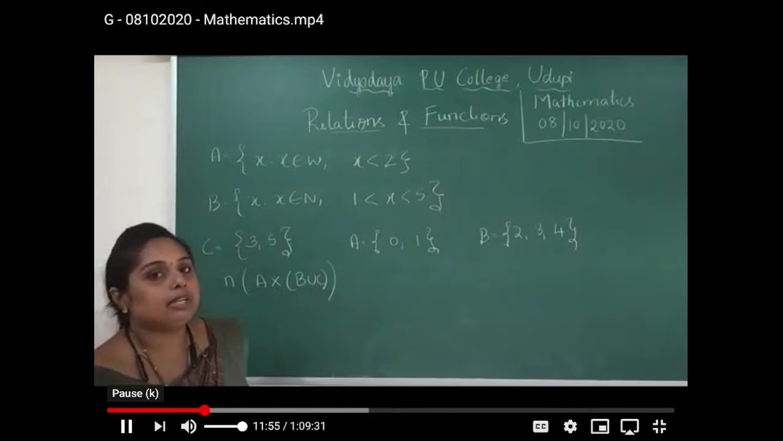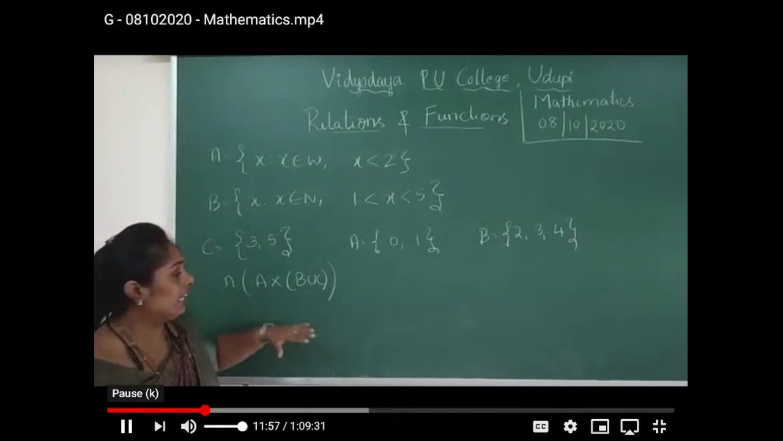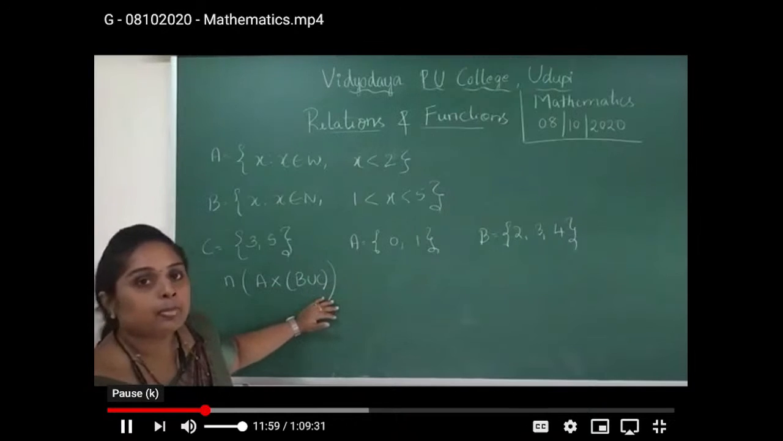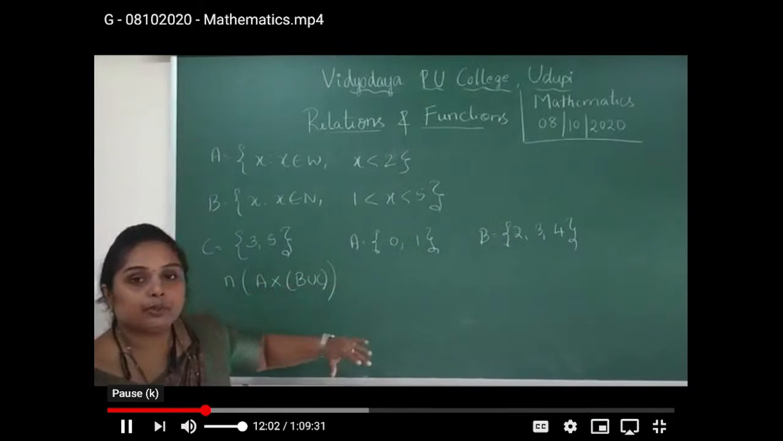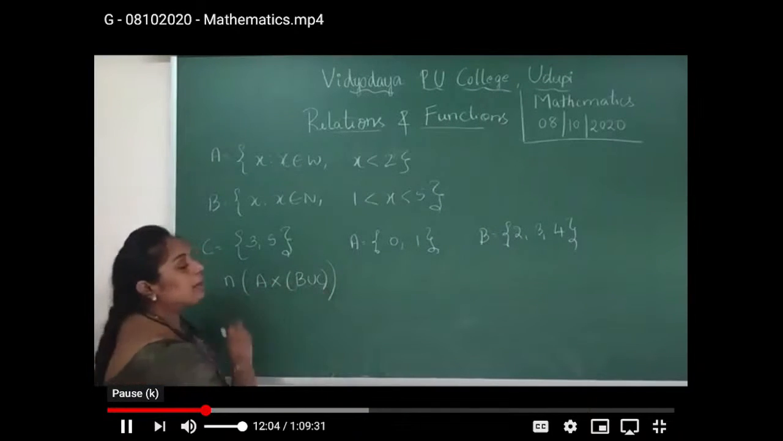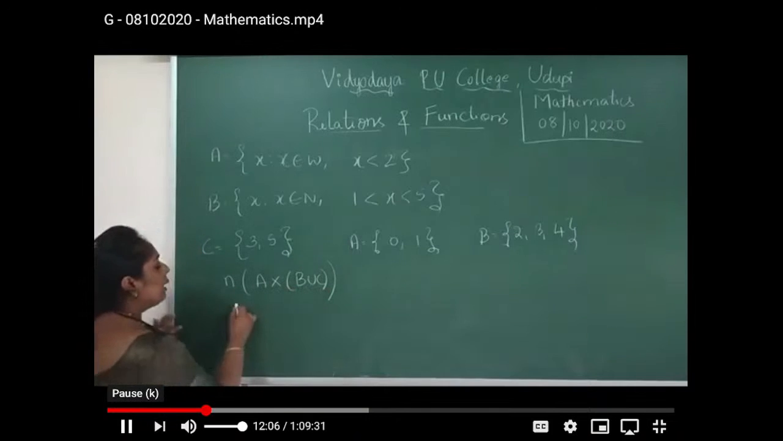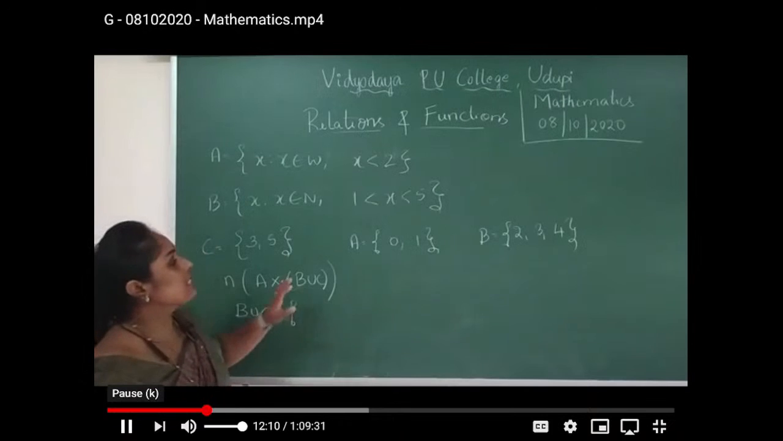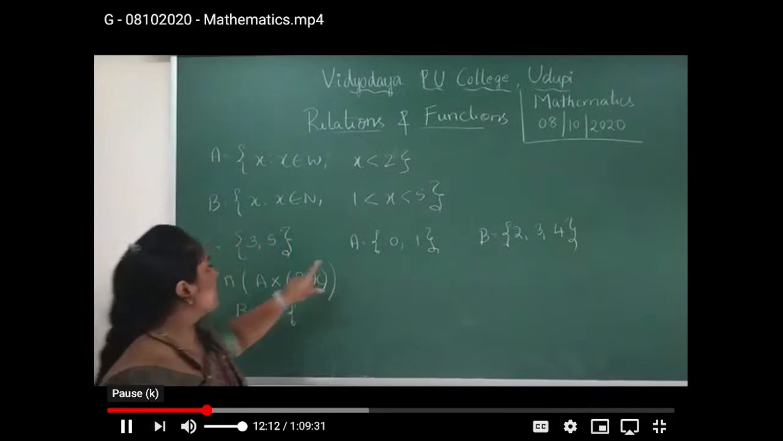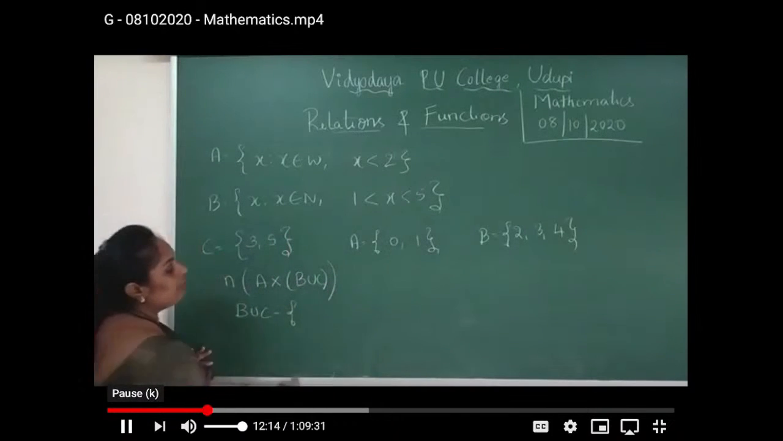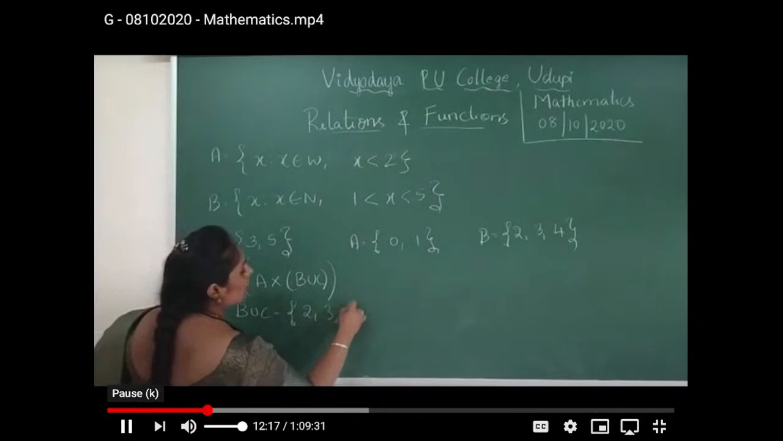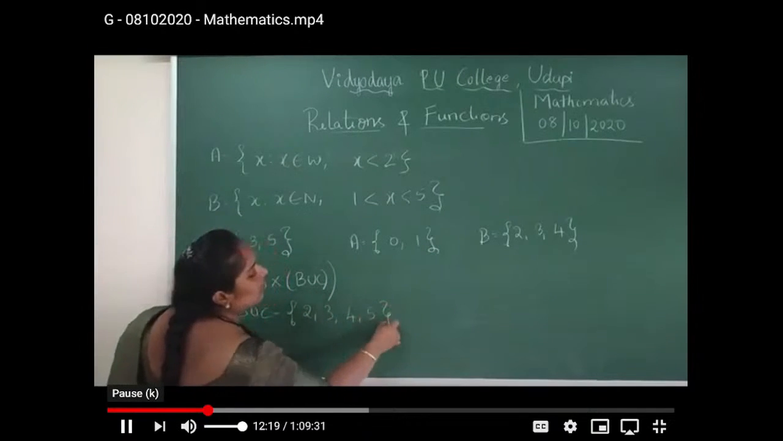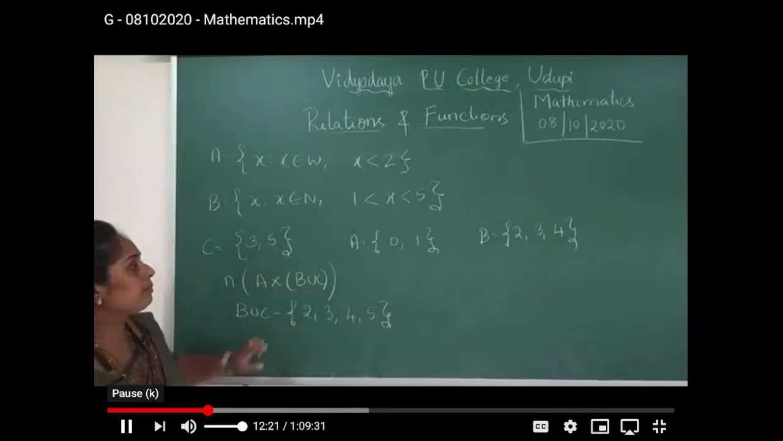Before I find the number of elements, I'll find what the set A cross B union C is. Before I find A cross B union C, first I'll solve B union C. This is set B and this is set C. The union will be 2, 3, 4 and 5. This is B union C.